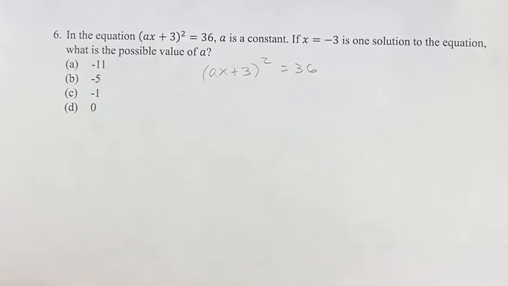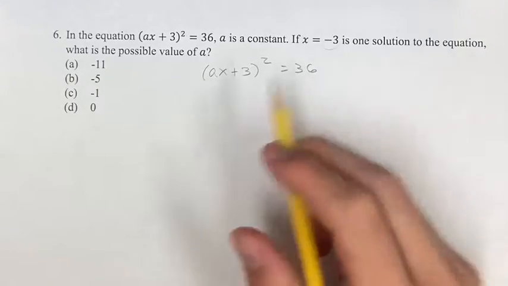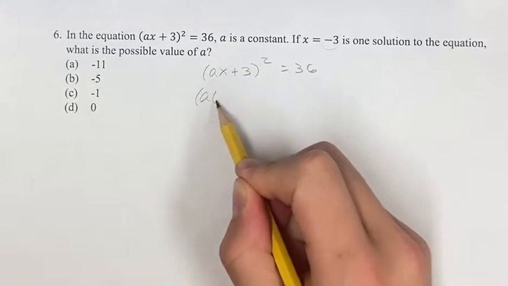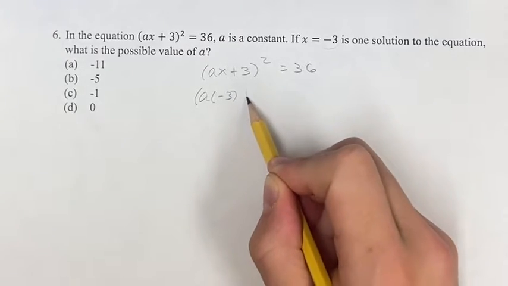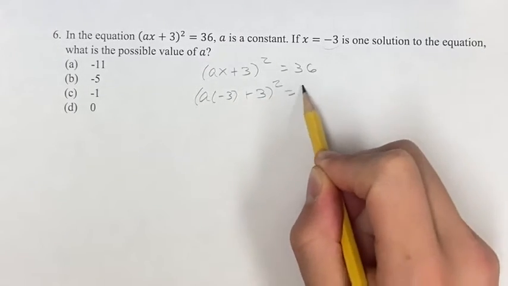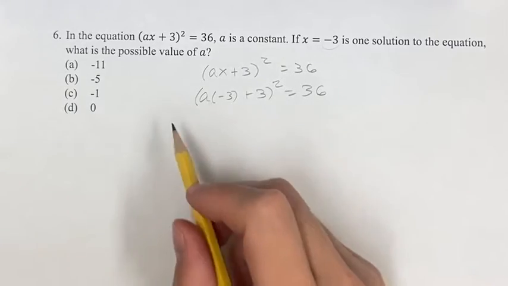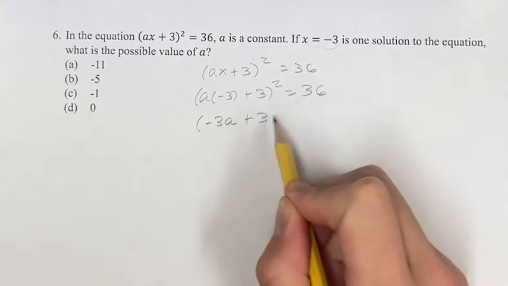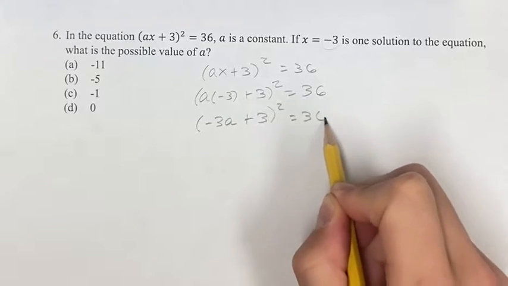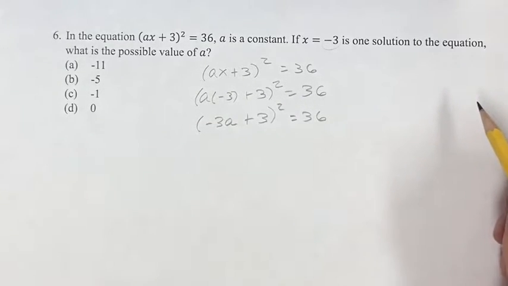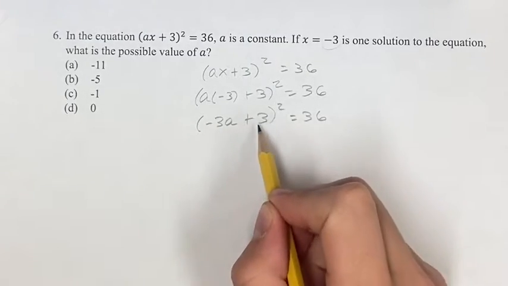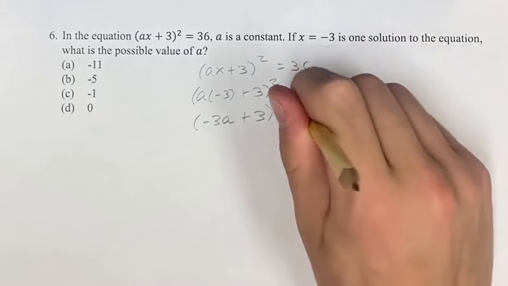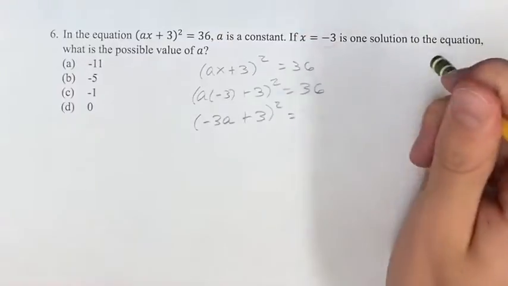So the easiest way to go about doing this is wherever you see an x in this equation, plug in -3. So we have (a times -3 + 3)² = 36. Everything else stays the same. A times -3 is -3a, so (-3a + 3)² = 36. So we have something squared equal to 36, which we can think of as 6².